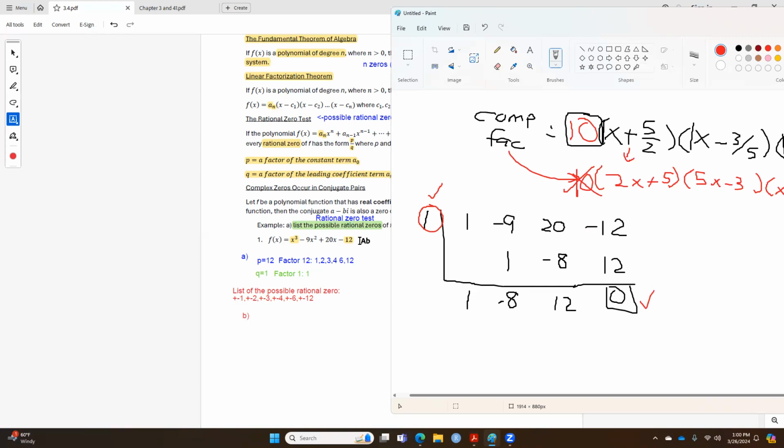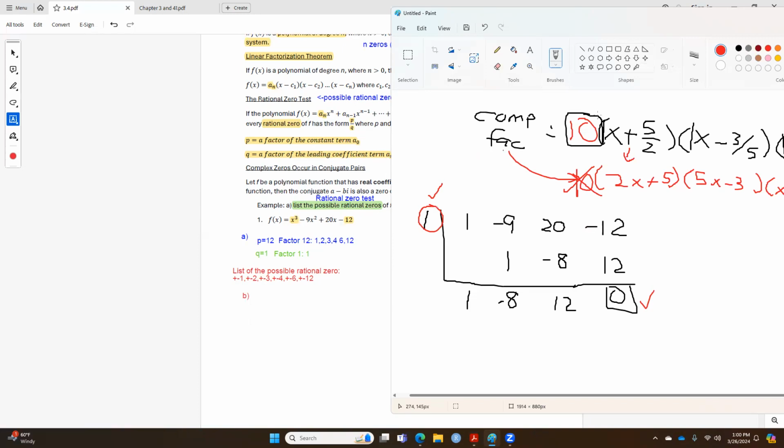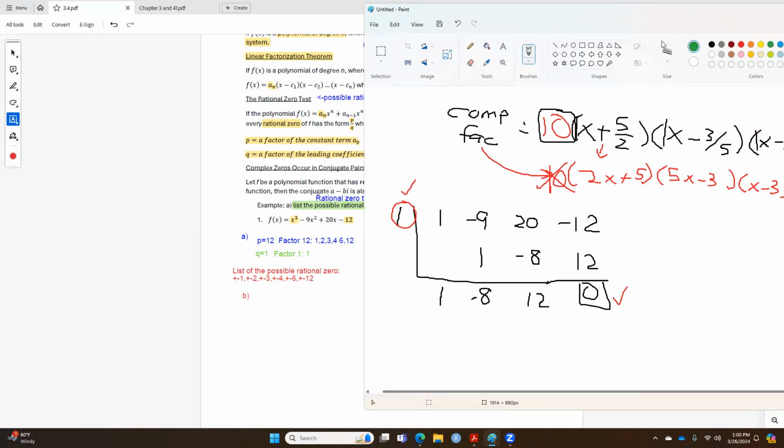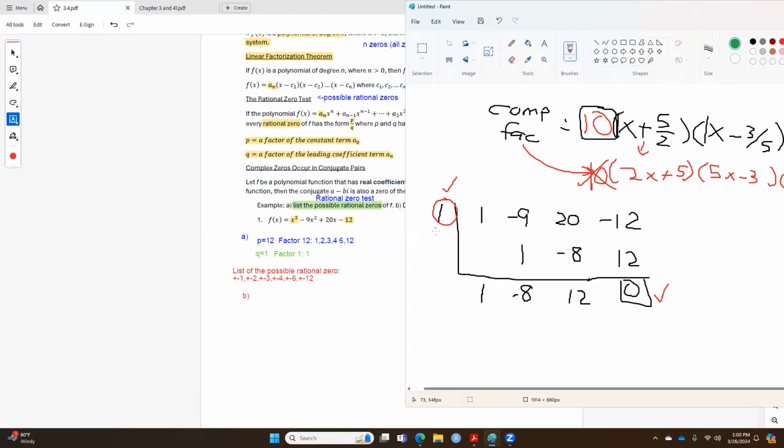Okay. Now, as you guys are aware, this question is power 3. So when you have power 3, it means you have 3 zeros. And so far you only found 1 zero. And then some students ask me, can I continue to perform synthetic division with 2, 3, 4, 5, 6 or 5, 2, 3, 4, 6, 12? You can, but why would you want to, since the quotient that you get here is already power 2. And again, once you get into power 2, we can find the other 2 zeros using factoring or the quadratic formula.